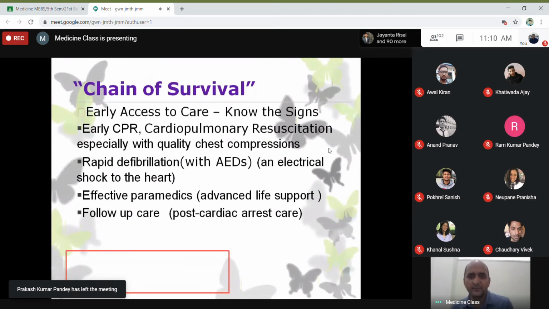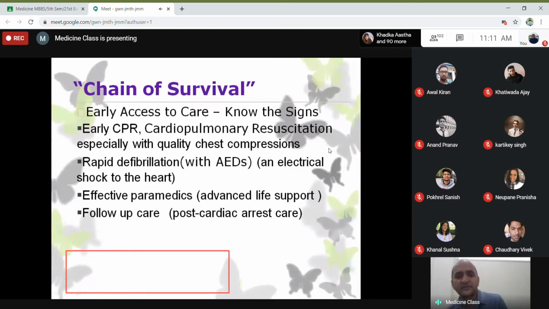So you should recognize whether that patient may need CPR or not. The second is the proper position. The third is the immediate start of cardiac CPR. The fourth is the immediate start of defibrillation. That is called basic life support, and then go for advanced life support.